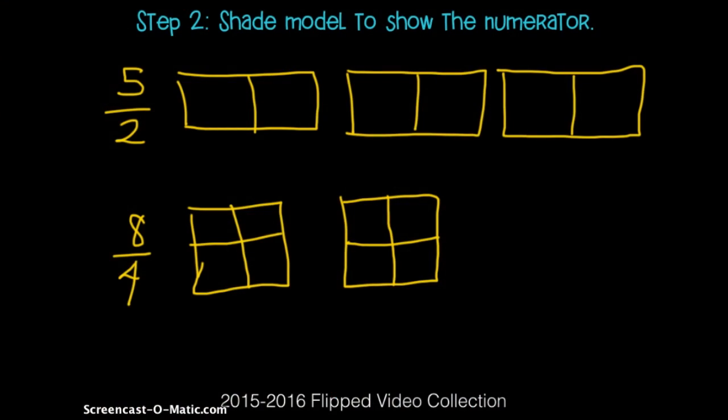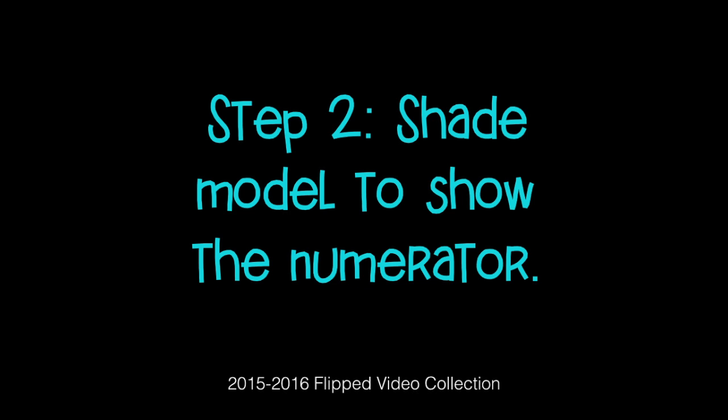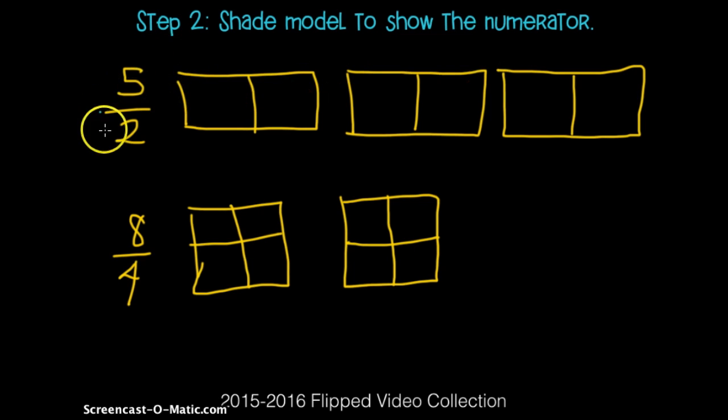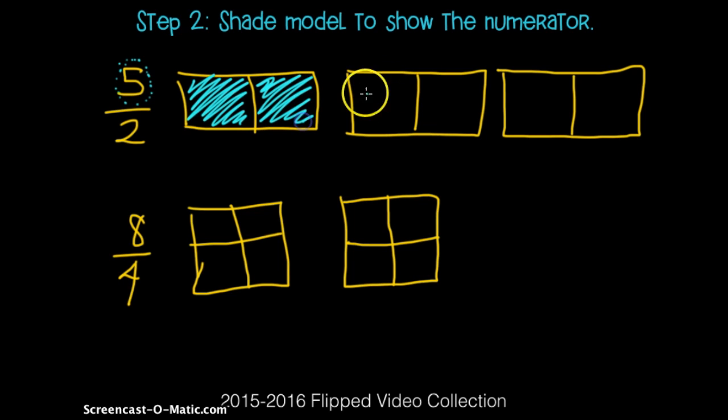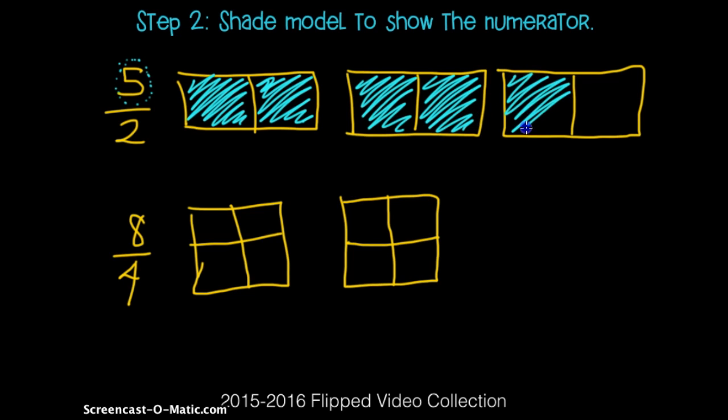Okay, my next step is to shade in the model to show the numerator. So as we saw, we took our pieces. I need to look directly here, and this will tell me how many of these half pieces I'm going to be shading in. So I'm doing 5: 1, 2, 3, 4, and 5.